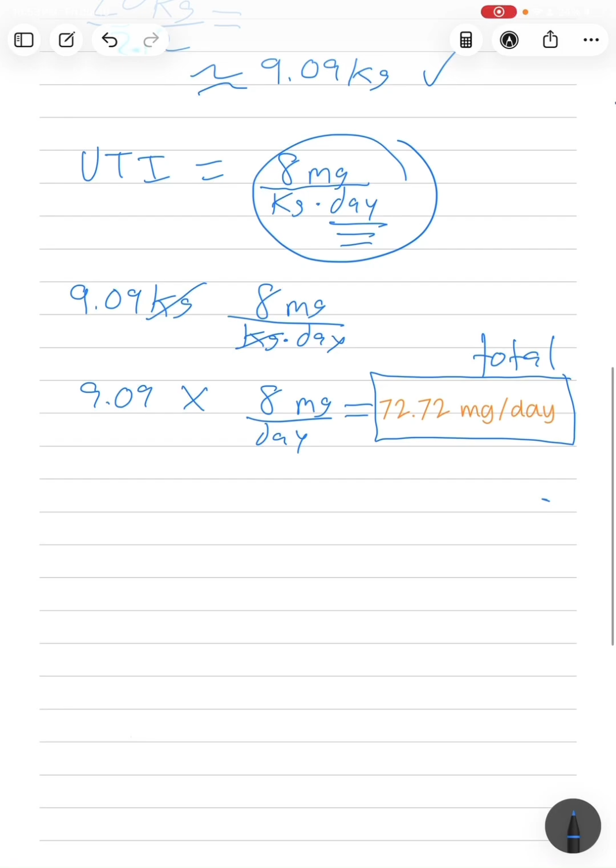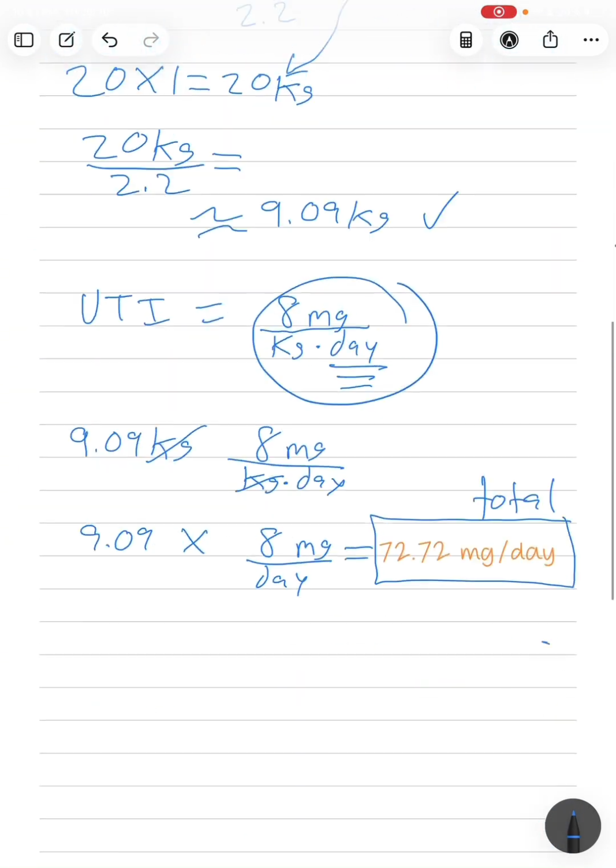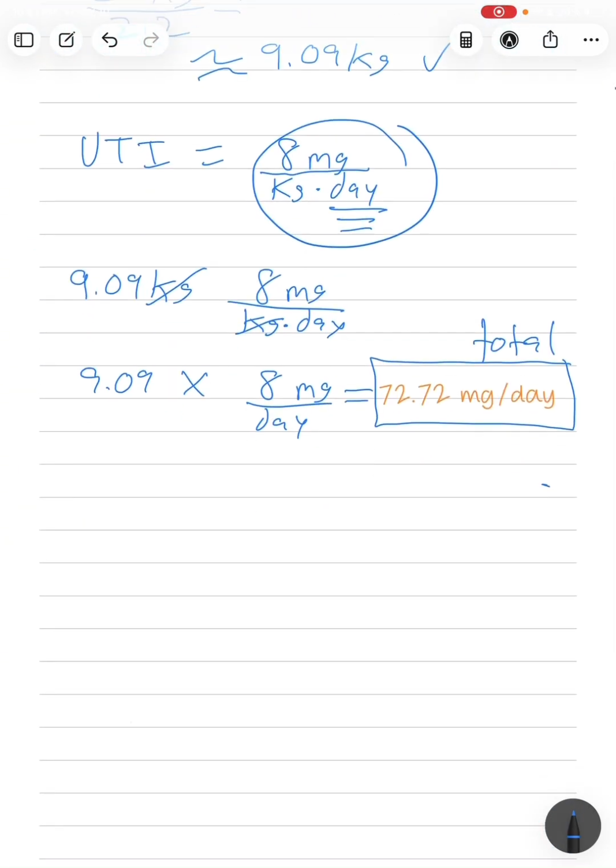And I forgot to mention earlier, we want to always look at the maximum recommended dose per day. That's something that we have to keep in mind. So the maximum recommended total for Cefixime for a child of this age and weight is no more than 400 milligrams per day. And as we can see, we're well under that. So we don't have to worry about going over the recommended maximum per day.